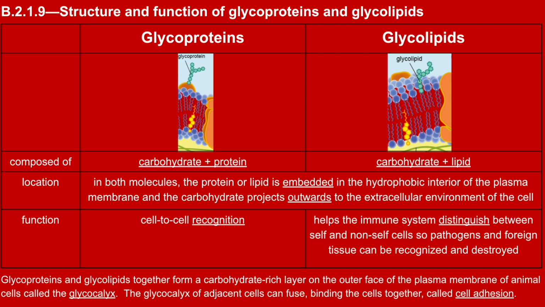Okay, quick note on glycoproteins versus glycolipids. Glyco, of course, refers to the carbohydrate. So here we have a carbohydrate attached to a protein embedded in a cell membrane. And here we have a carbohydrate attached to this phospholipid. Glycoproteins are there for cell-to-cell recognition. Glycolipids help the immune system distinguish between self and non-self cells.